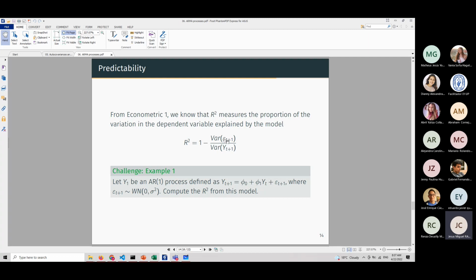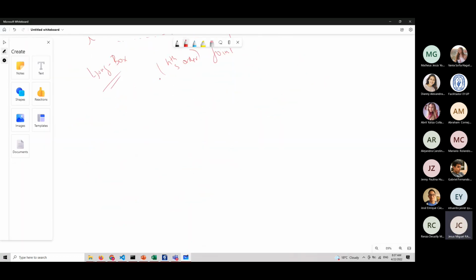what is the variance of epsilon t plus 1? Variance of epsilon t, variance of yt. Okay, this is the model, plus epsilon t. And we usually assume that this is white noise, which means mean 0 and variance sigma square. So this is sigma square. What is the variance of yt?